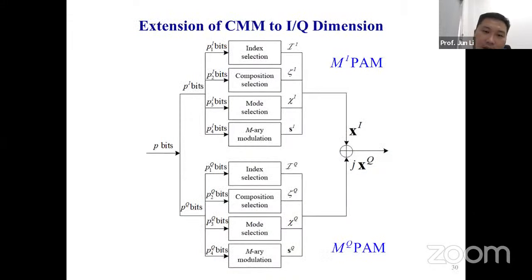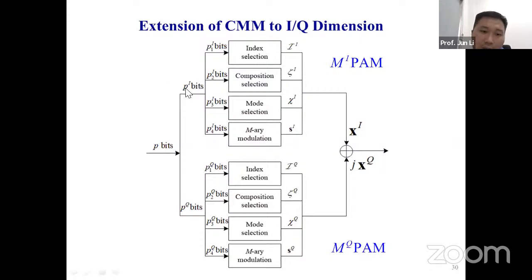Okay, this is our second work about the IQ extension, right? This is the same as QSM, the quadrature spatial modulation, and is similar to OFDM-IQIM, right? The key point of the composite IQ is that we still split the transmission bits into two parts, right?